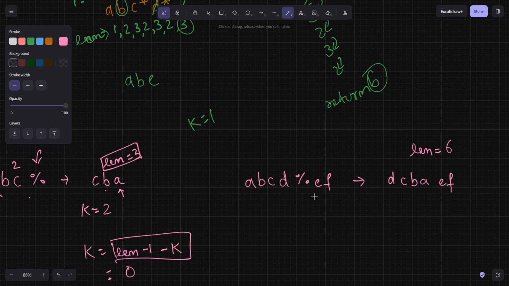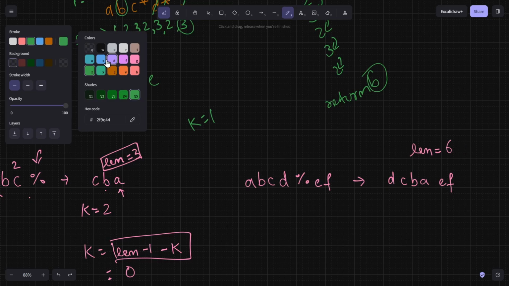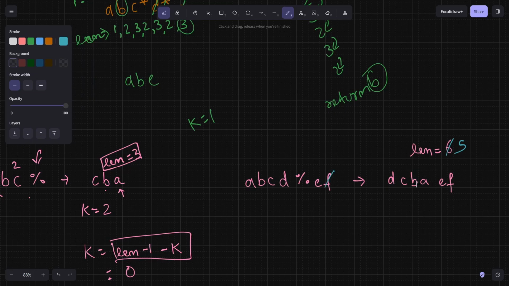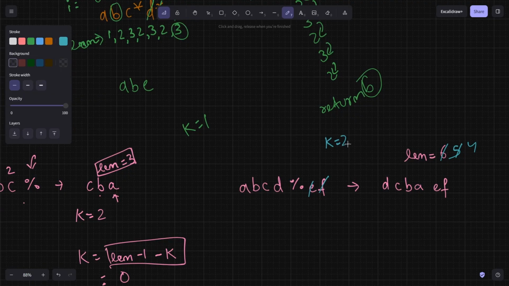For example, we got f here, so length is going to become 5. Let me take another color. So length is going to become 5 after checking f. So we have to find, for example, k equal to 2. Okay, so we got 5, and again after e we got length. Whenever we got modulo, we change k to length minus 1 minus k. So k is going to become length minus 1, that is 4 minus 1, 3 minus 2.